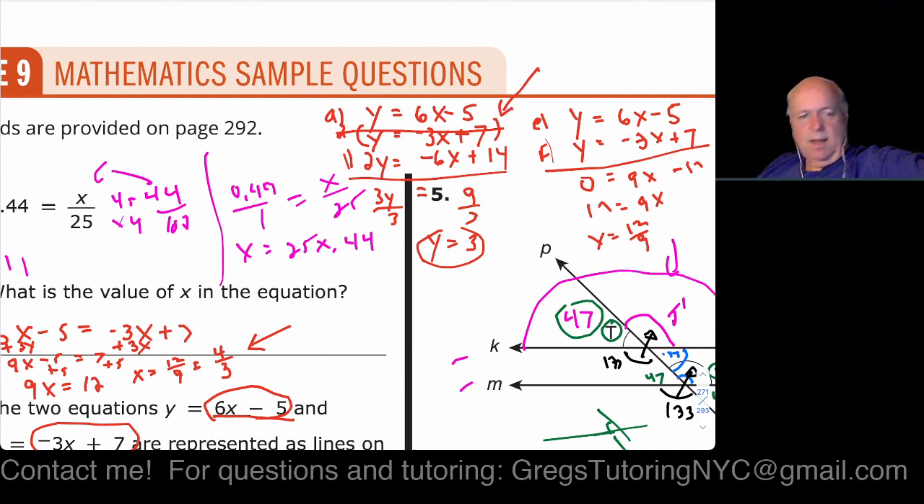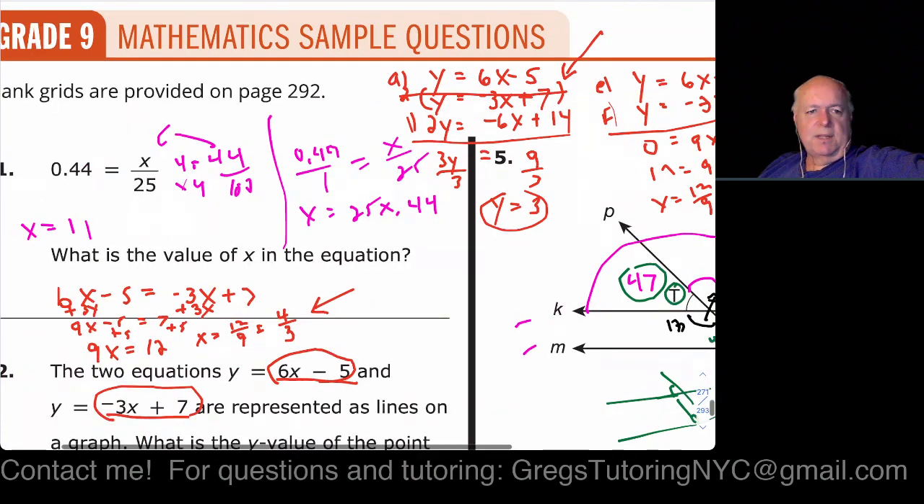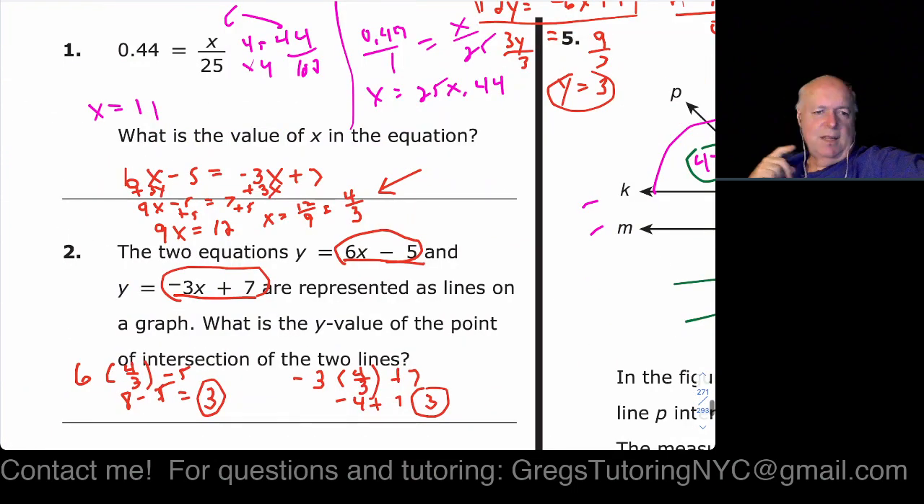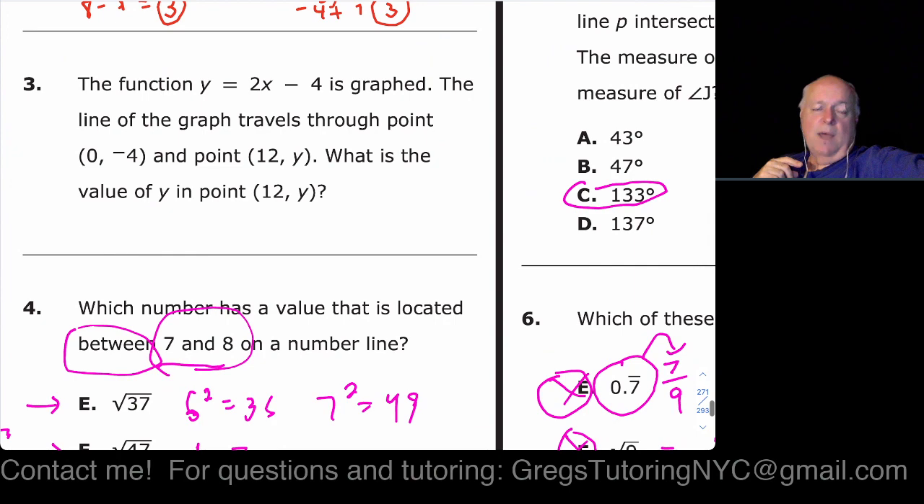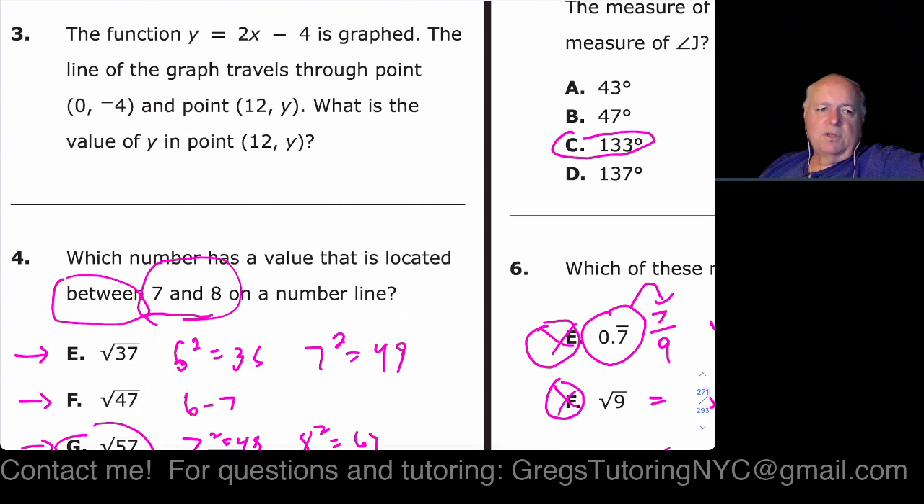All right. Number 3 is along some of the same lines. The function y is equal to positive 2x minus 4 is graphed. The line of the graph travels through the point (0, minus 4) and the point (12, y). So if you will, these are two xy pairs, and they're giving us both of the x's, but they're not giving us this y. So what is the value of y in the second point?